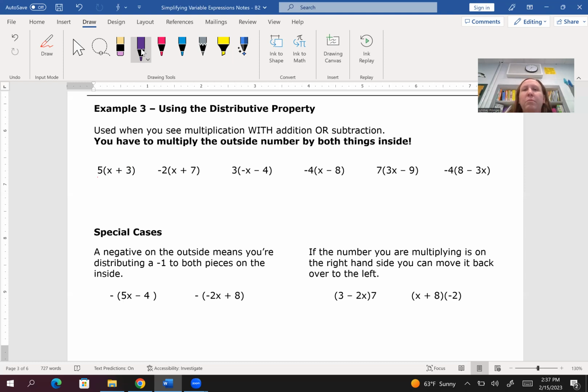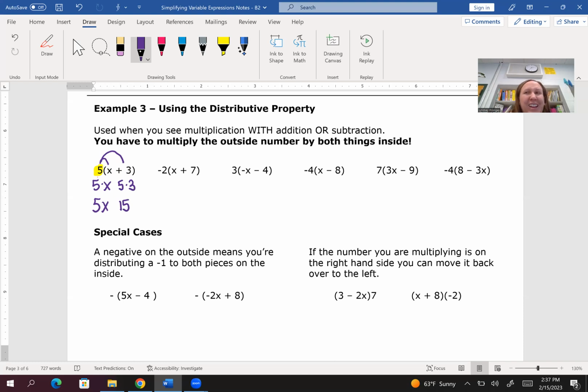And we have to make sure that when we multiply that number on the outside, it gets multiplied by both things on the inside. So in this first case, we are distributing that positive 5 on the outside. So we're going to distribute 5 times x, and then 5 times a positive 3. And 5 times x is just 5x, don't overthink that. 5 times 3 is 15.